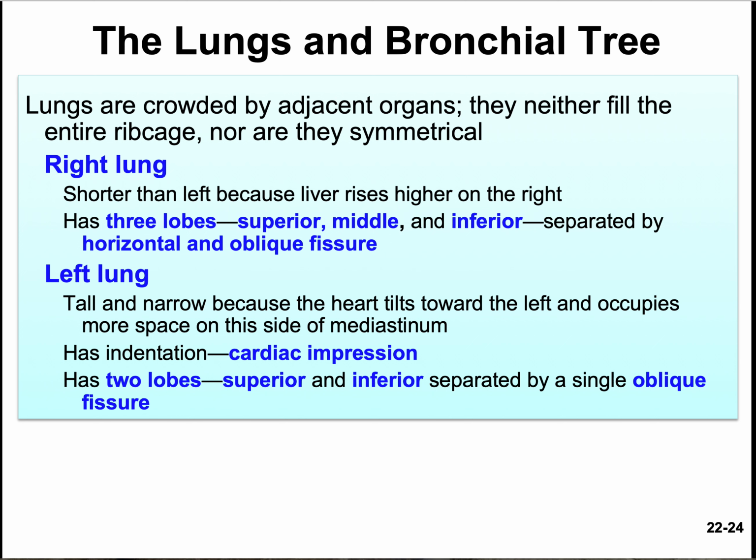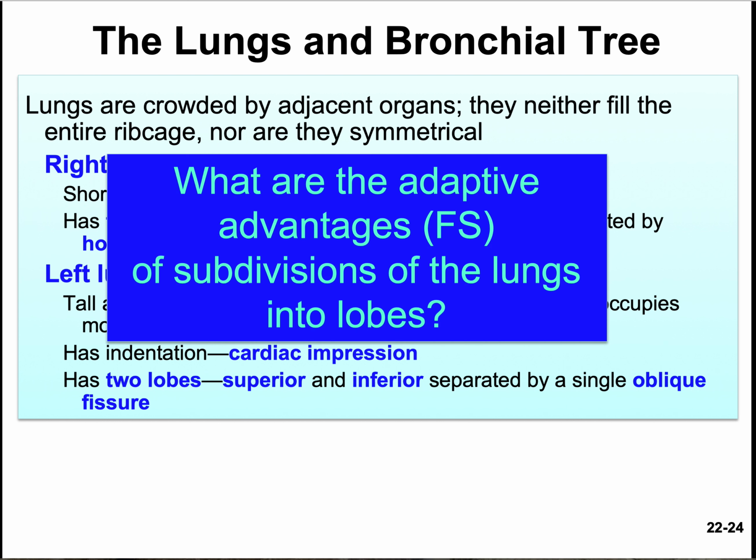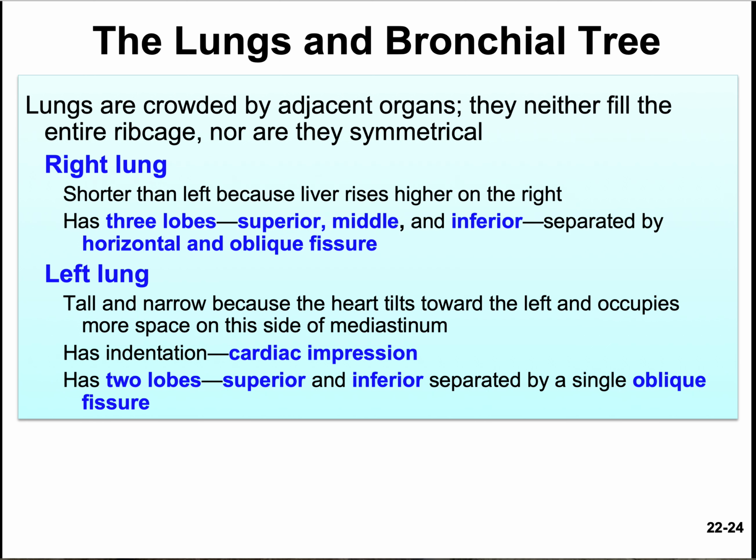Interestingly, the right lung is even shorter because the liver is pushing up. But now my question, and I don't think this is discussed in the textbook: what's the adaptive advantage? What was the advantage of having subdivisions of the lungs? Why aren't these just a right lung and a left lung? Why instead do you have 5 sections of your lungs? Right? 2 on the left, 3 on the right, 3 and 2. For those of you that had calculus, 3 and 2 is 5. So what's the functional significance of this subdivision?